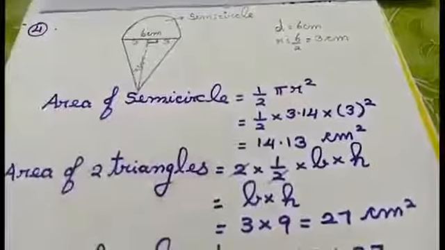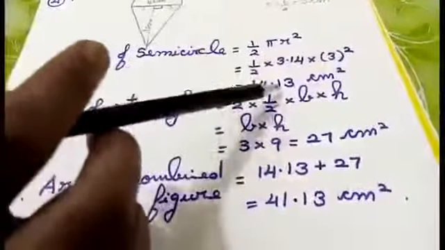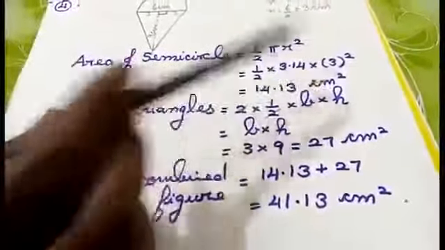So area of a semicircle. I am having only one semicircle here. What is the formula for area of semicircle? Half into pi r square. Half, the value for pi is 3.14, which is given in your question, and the value for r, that is radius, is 3. So r square, 3 square, calculate, you will get the value as 14.13 centimeter square.